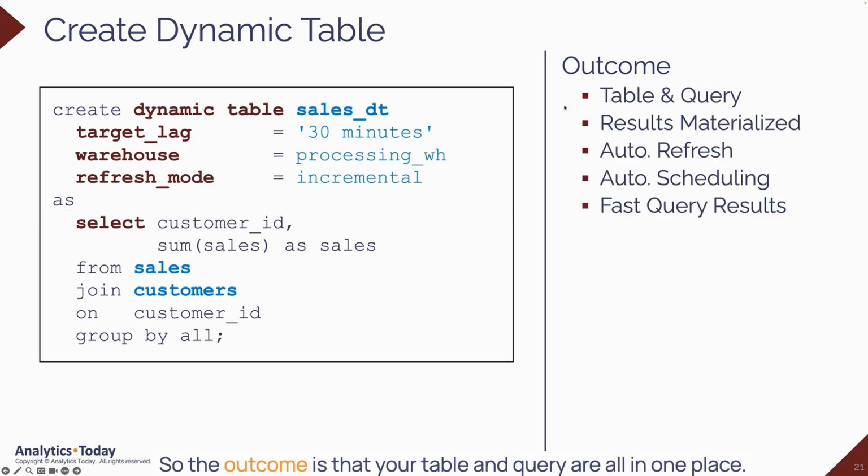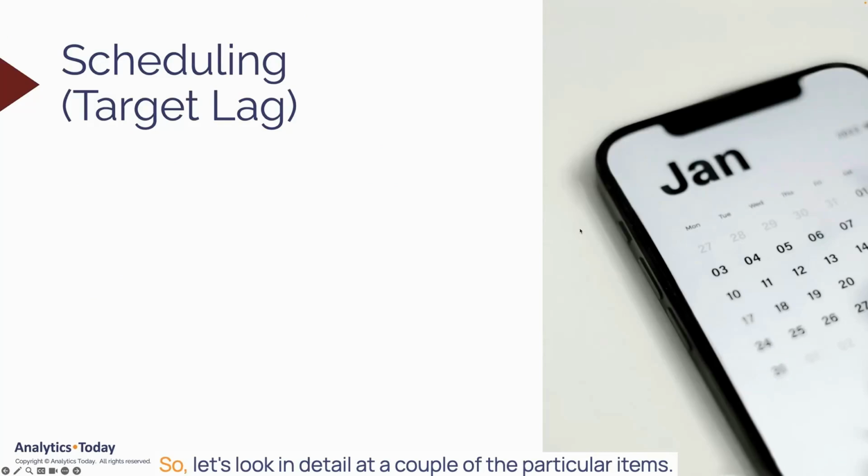So the outcome is that your table and query are all in one place. Your results are materialized. Automatic refresh and automatic scheduling is all handled for you, and because the data is materialized, you get fast query results. So let's look in detail at a couple of the particular items.